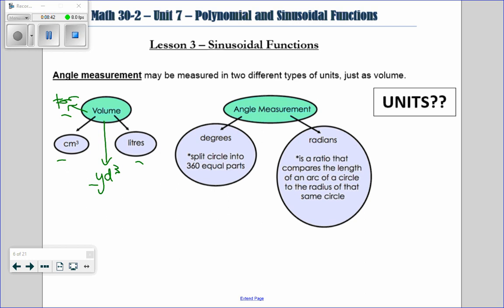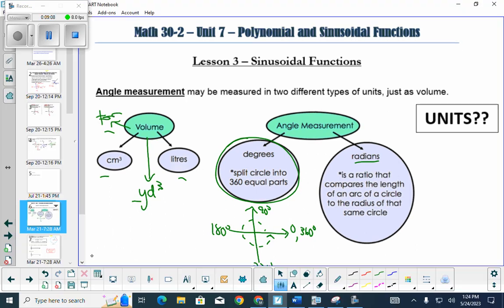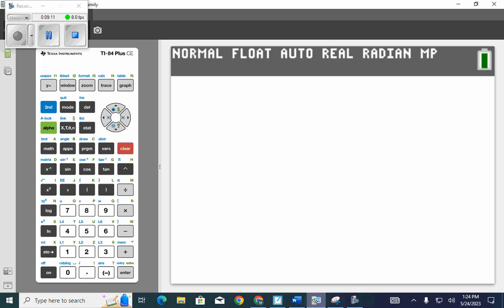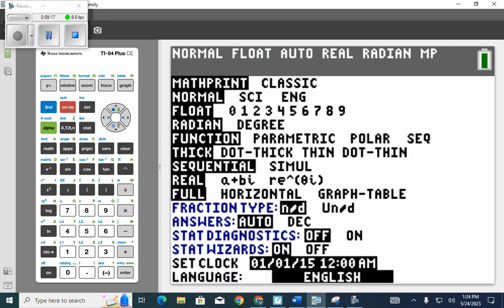Angles. You guys are used to using degrees. You separate a circle into 4 chunks, with each one measuring 90 degrees, and all together they create 360 degrees. Well, another measure is called a radian. So if you go on your calculator, and yes, I got my calculator back, yay, okay. On your calculator, if you hit mode, right here, radian, degree. So your calculator actually has both modes on it.